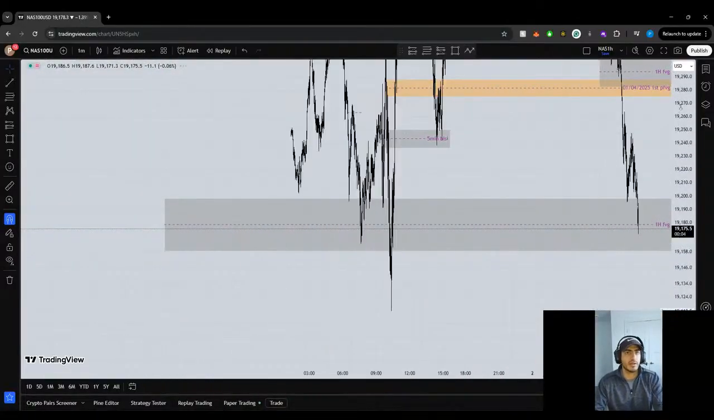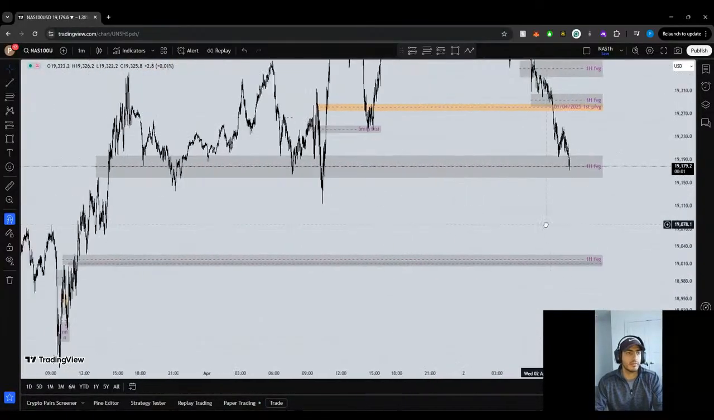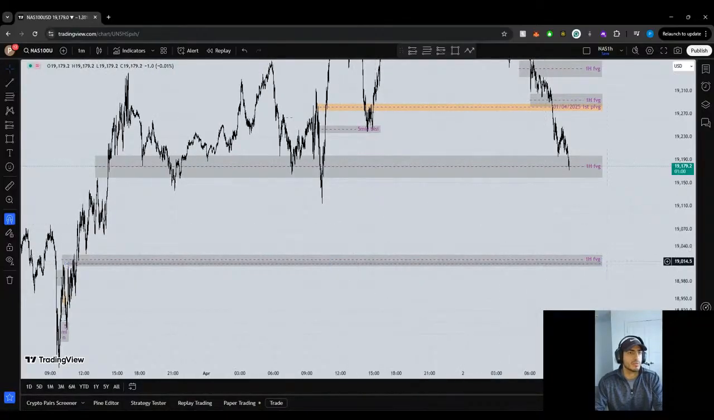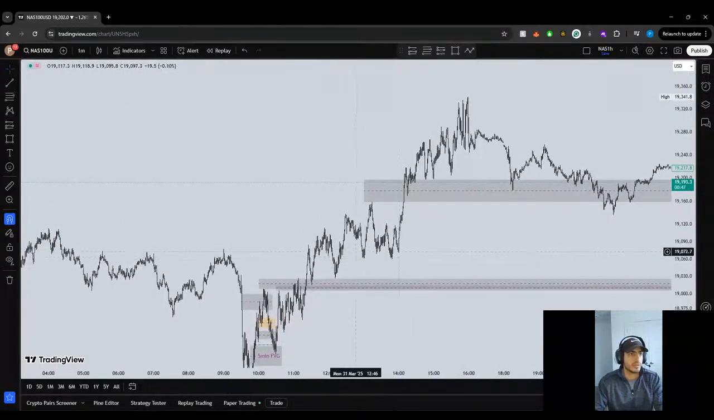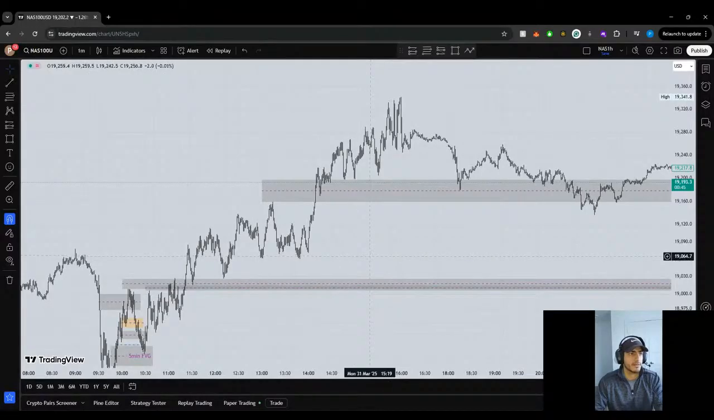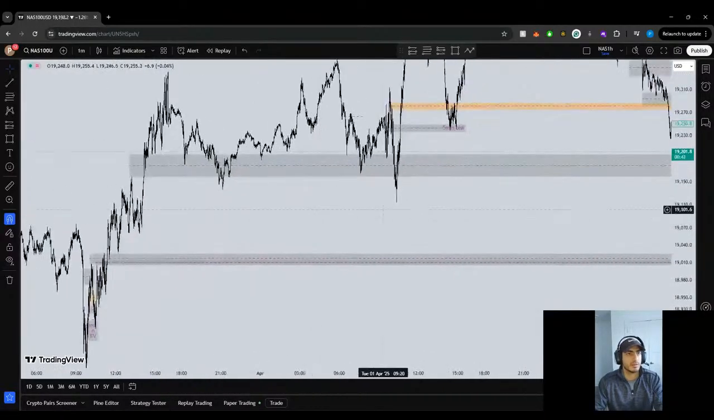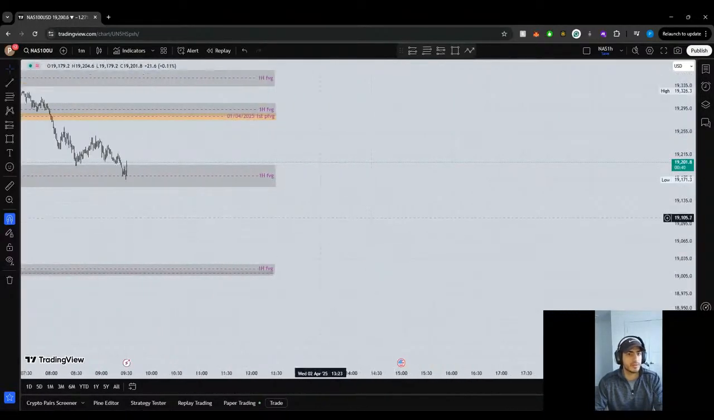Okay, so targets for today are this 1 hour fair value gap over here that hasn't been filled, and these relative equal lows over here. All right, and that's on the 1 minute. So let's say market open now.